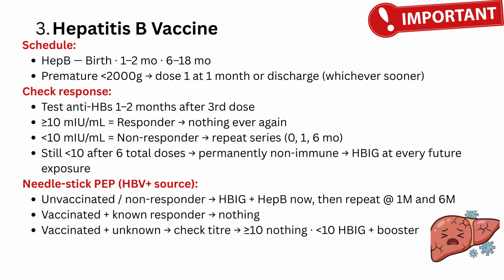Now in needlestick exposure from an HBV-positive source, management depends on immunity status. If the person is unvaccinated or a known non-responder, give HBIG immediately and start the vaccine series at the same time. If the person is vaccinated and a known responder, no treatment is needed. If the vaccination status is known but the titer is unknown, check anti-HBs. If it is 10 or more, no action is needed. If it is less than 10, give HBIG and a booster dose. Overall, the key idea is simple. Always assess immunity first, then decide whether the patient needs vaccine, HBIG, or both.